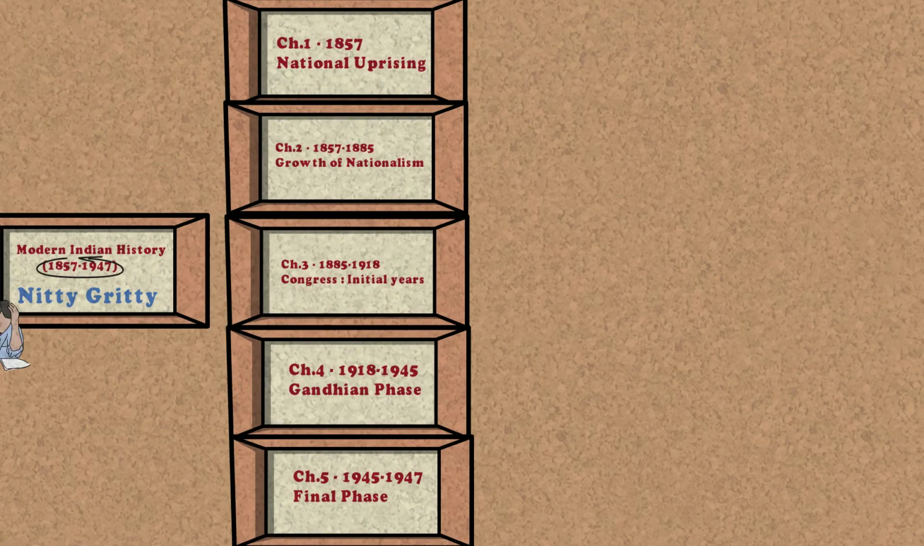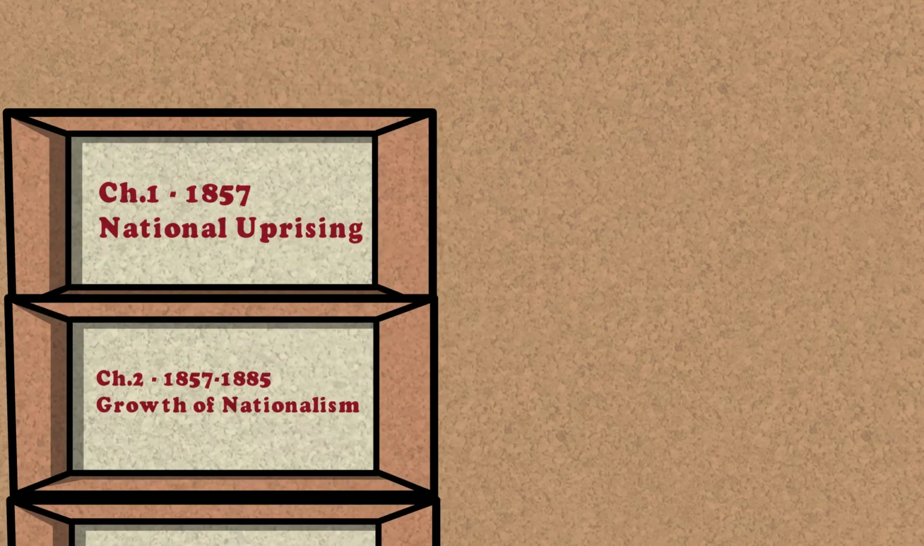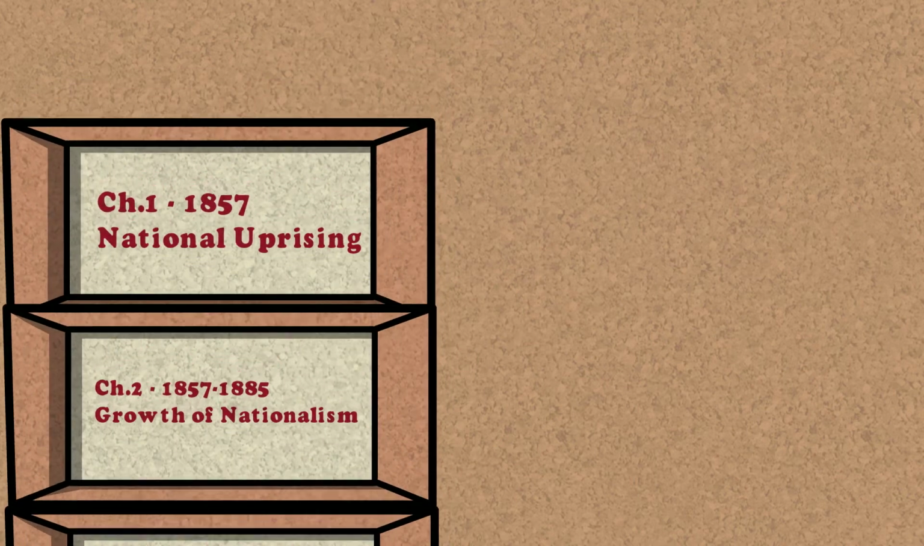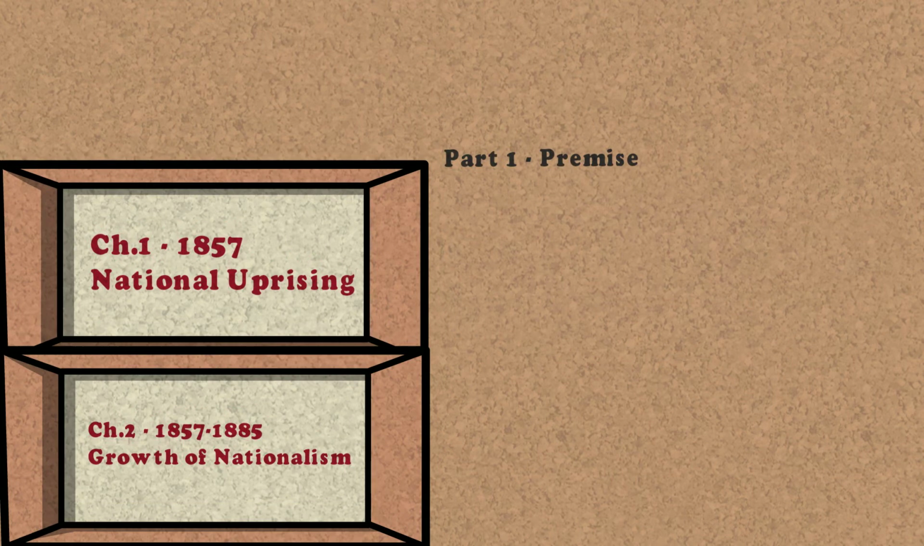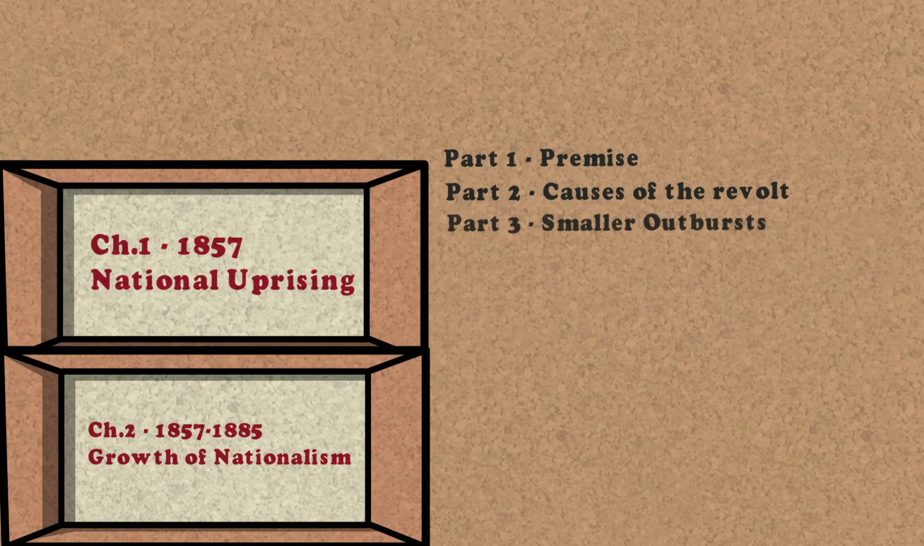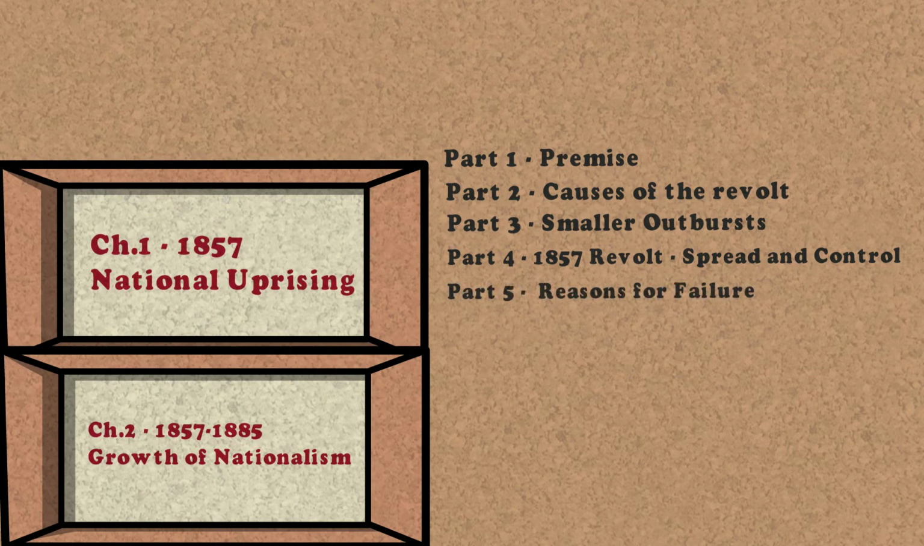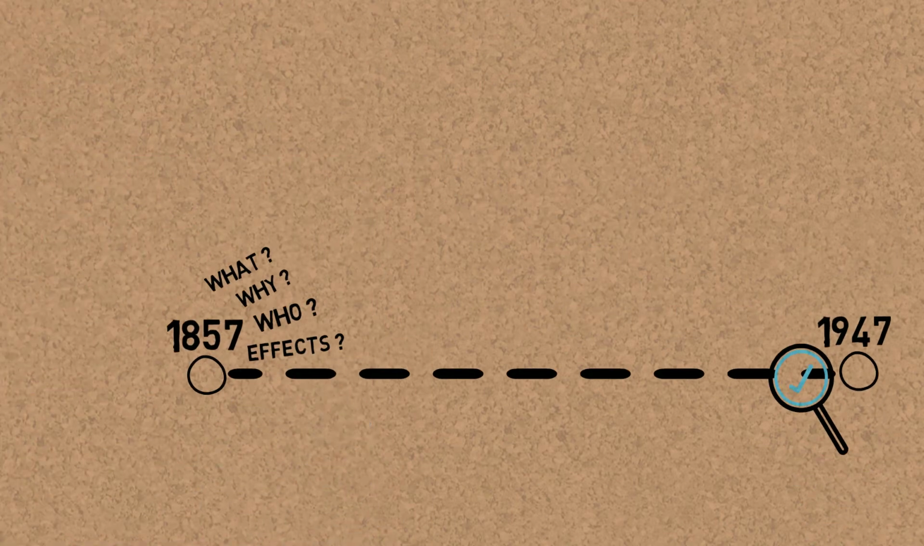We shall cover this course in 5 chapters. The first chapter on the 1857 revolt is divided into 6 parts. The first part sets the premise. The second part tries to understand the causes of the revolt. The third part deals with the smaller outbursts preceding the revolt of 1857. The fourth part deals with the actual 1857 revolt, its spread and control. The fifth part deals with the reasons for failure of this revolt. The sixth and final part discusses the impact of the 1857 revolt on the future of our struggle for independence. So let's get started with the first part.